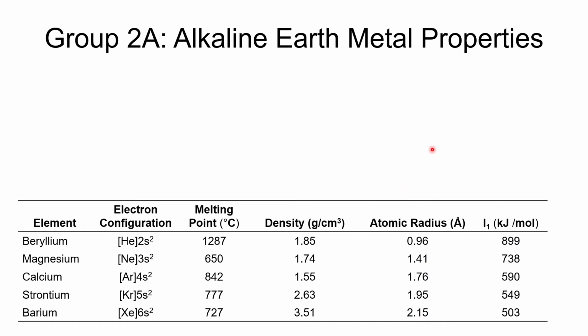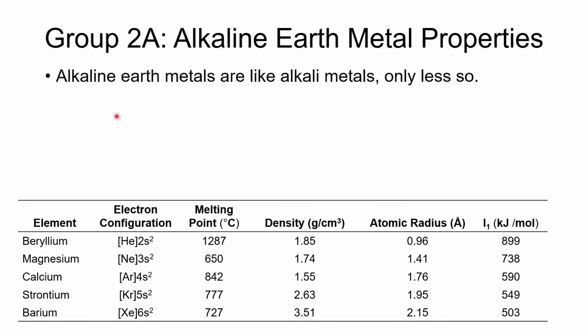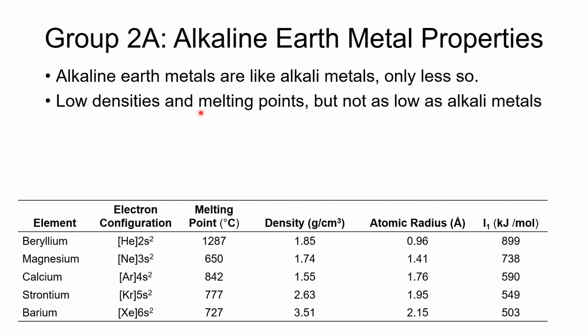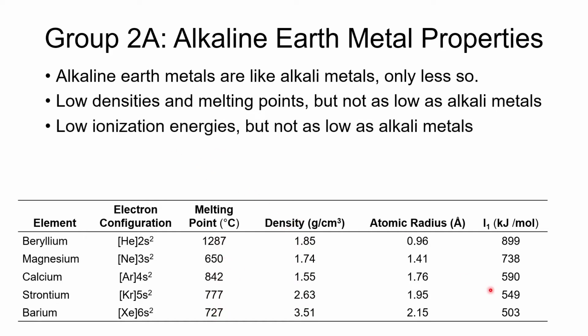All right, alkaline earth metals, group 2. So alkaline earth metals are a lot like the alkali metals, only less so. They have low densities and low melting points, but they're not quite as low as the densities and melting points for the alkali metals. So remember, the densities for the alkali metals were all pretty close to 1, and you'll see that these are somewhat higher. The melting points are definitely higher for our group 2 metals. The ionization energies are low, but they're not quite as low as they were for group 1.